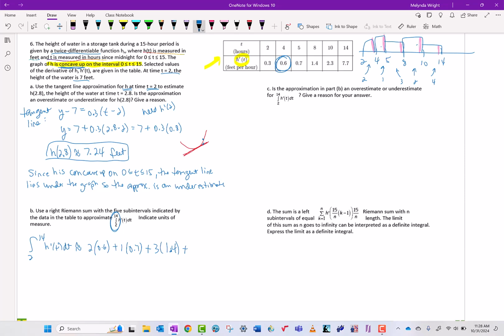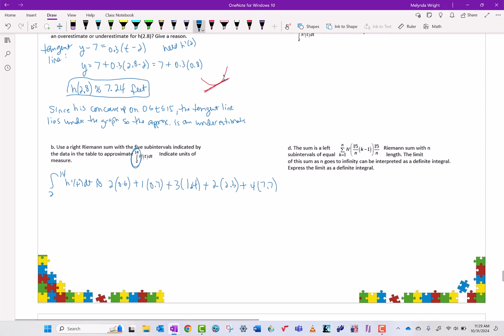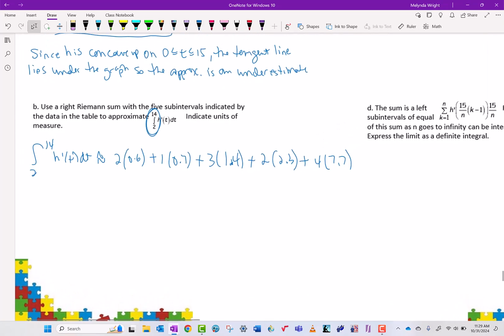3, 2 between here. And I need the height at 10, which would be 2.3. And then my last one's width would be 4 times, and the height would be 7.7. Now, if this were a problem on the AP test and you didn't have a calculator, you could totally go like this. These are all numbers, so it would be legitimate.